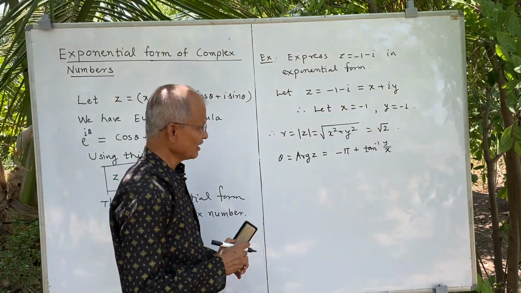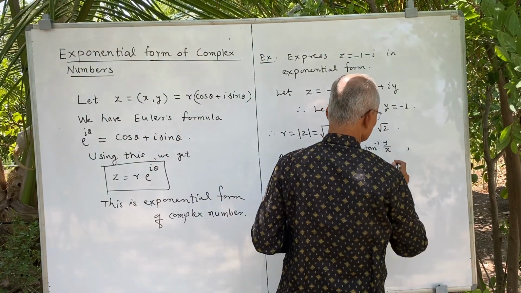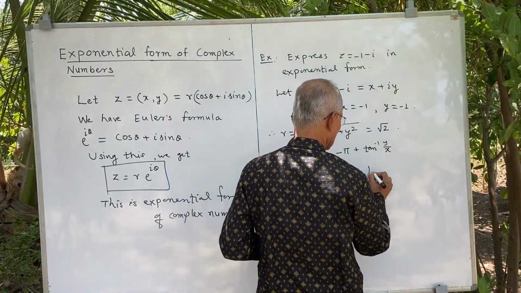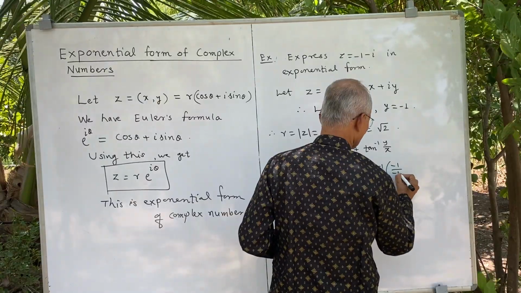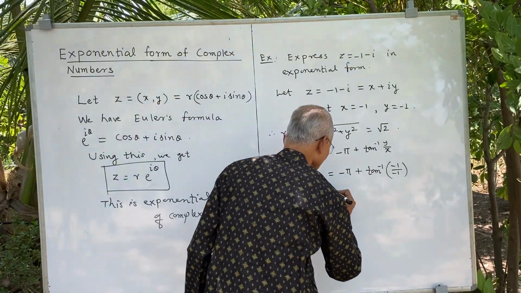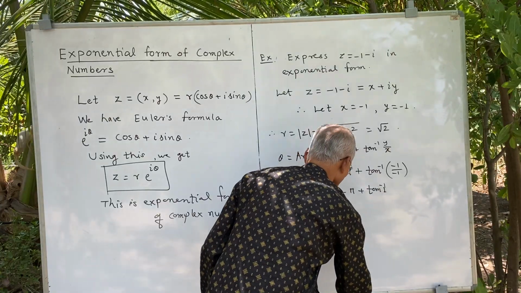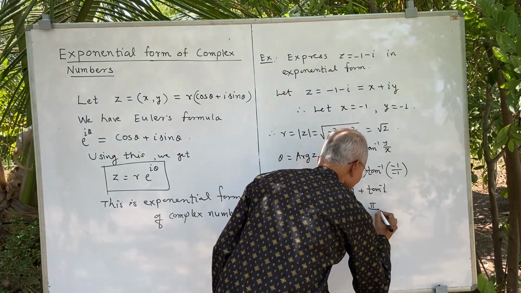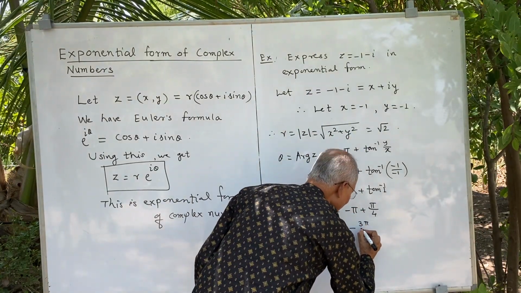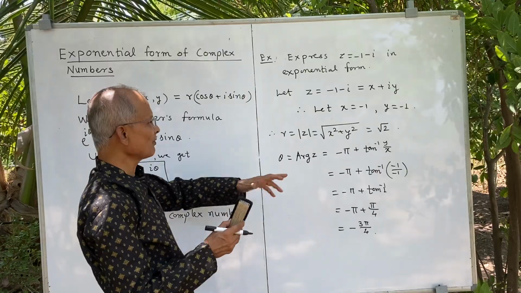Since x, y lies in the third quadrant, the argument is equal to minus pi plus tan inverse of y upon x, that is minus 1 upon minus 1, so tan inverse of 1, and tan inverse of 1 we know is pi by 4. Therefore this is minus pi plus pi by 4, which is minus 4 pi plus pi over 4, that is minus 3 pi divided by 4. So this is the argument of z, that is theta. Thus, we have obtained r and theta.